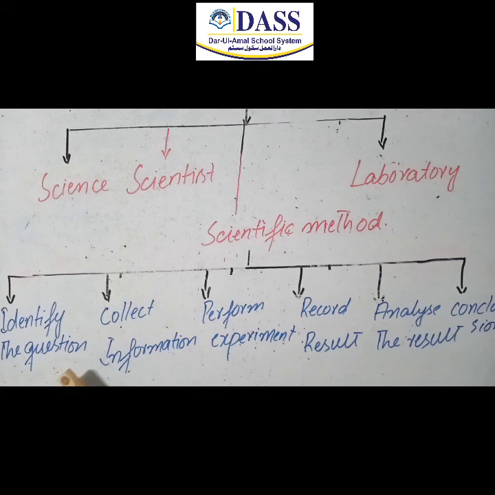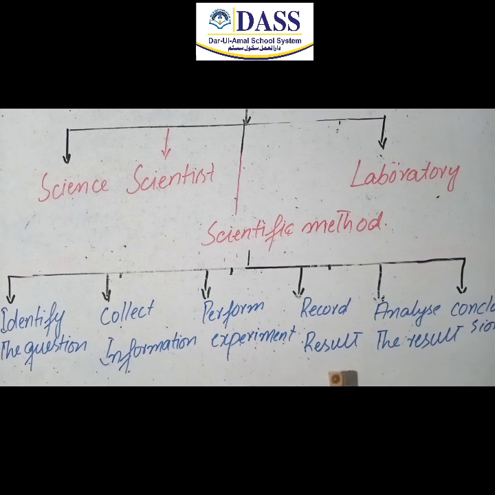So firstly, you must know the question. And what is your question? Whether all the insects have 6 legs. Next step is collect information. And how did you collect information? By collecting the different insects. Next step is to perform experiments. And what experiment have you performed? You counted the legs of every insect.